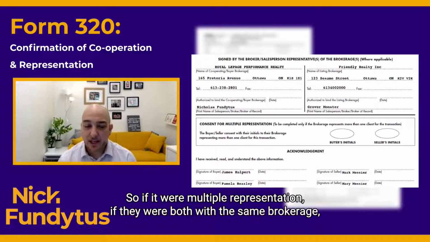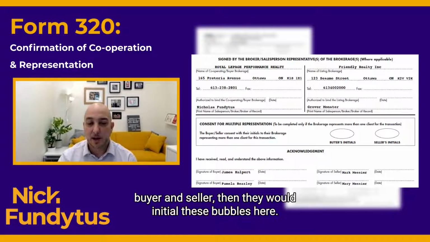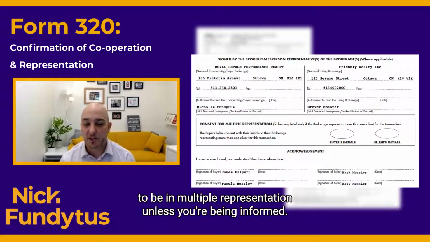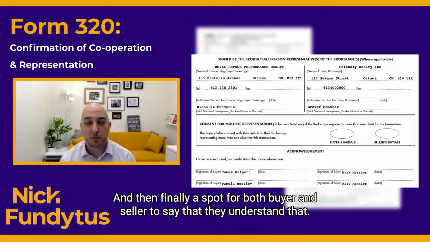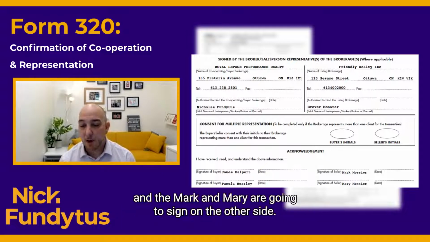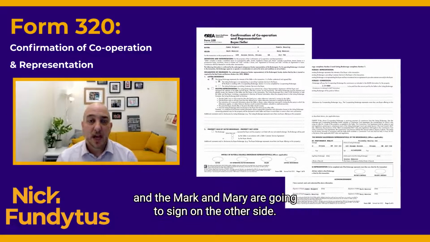If it were multiple representation, if they were both with the same brokerage, buyer and seller, then they would initial these bubbles here. So that's the consent for multiple representation, because we don't want you to be in multiple representation unless you're being informed. And then finally, a spot for both buyer and seller to say that they understand that. So Jim and Pam will sign on one side, and Mark and Mary are going to sign on the other side. That's that form.